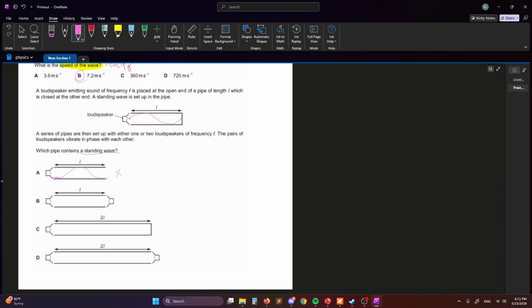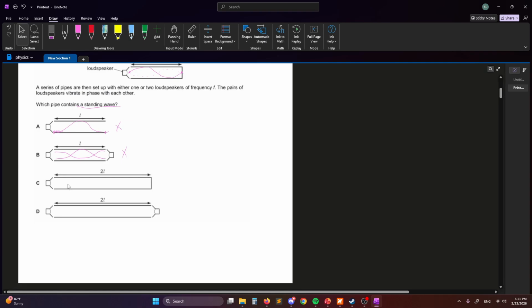For B, I think you can kind of draw the same thing as before. But the fact is that this is essentially an open-ended tube on both ends. So basically what this means is that it's going to be an antinode and antinode, despite the fact that there are 2 nodes. So this is also not going to be correct.